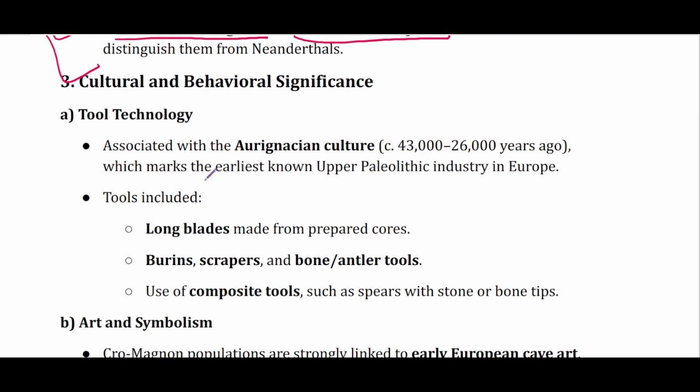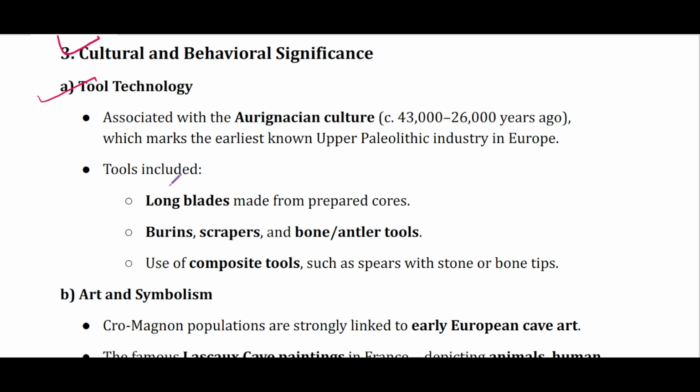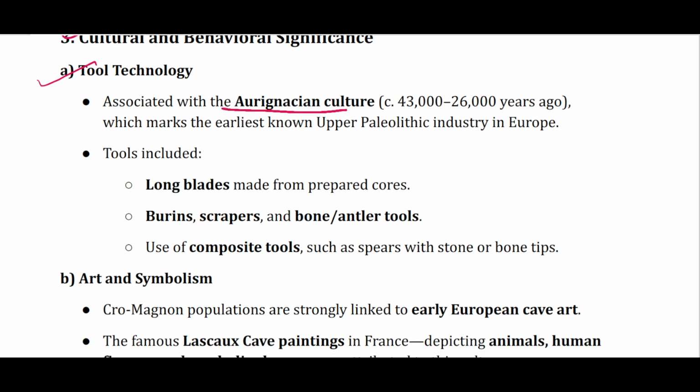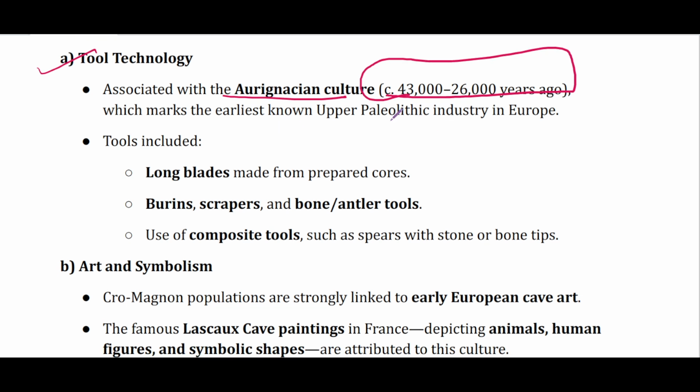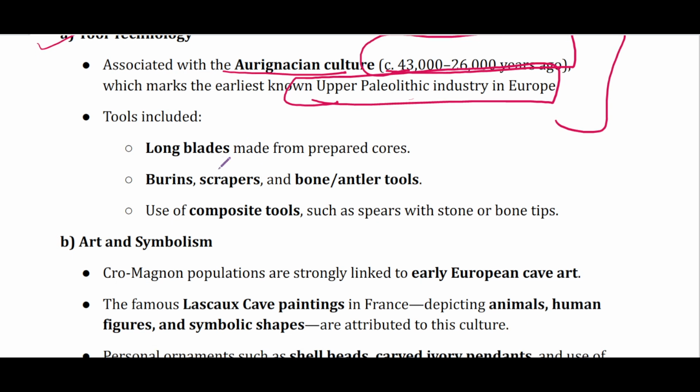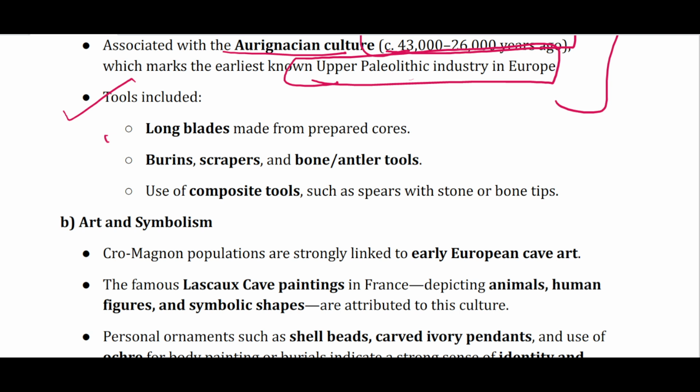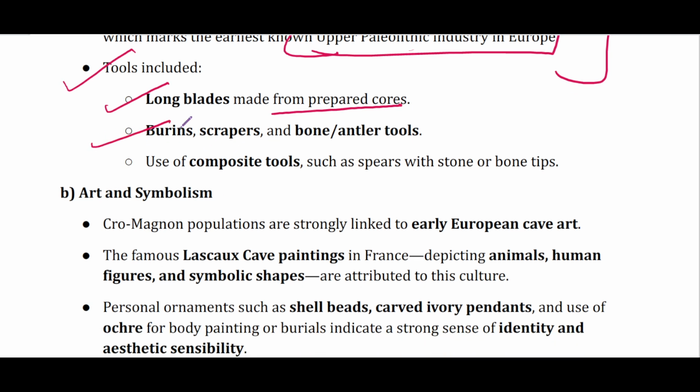Now the cultural and behavioral significance. So they are associated with the Aurignacian culture, which spread from 43,000 to 26,000 years ago. And in short, you can call it the Upper Paleolithic tool culture of Europe. This industry included long blades made from prepared cores. Then the toolkit included burins, scrapers, and bone and antler tools.